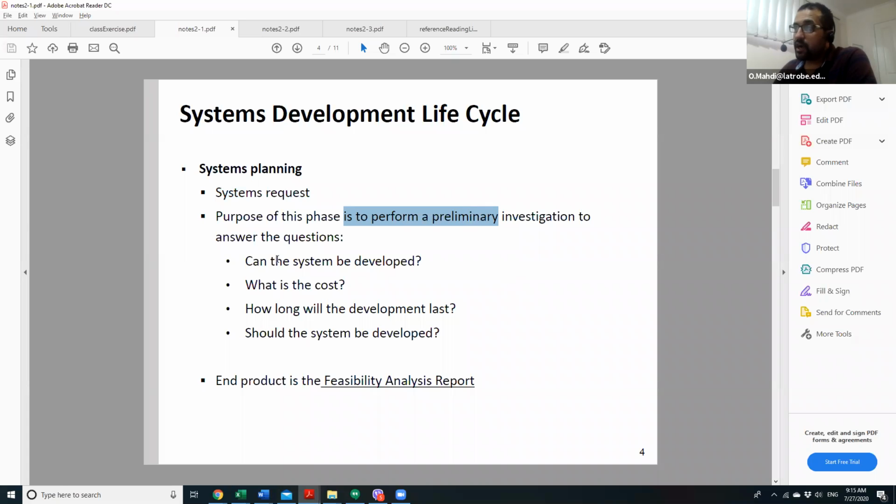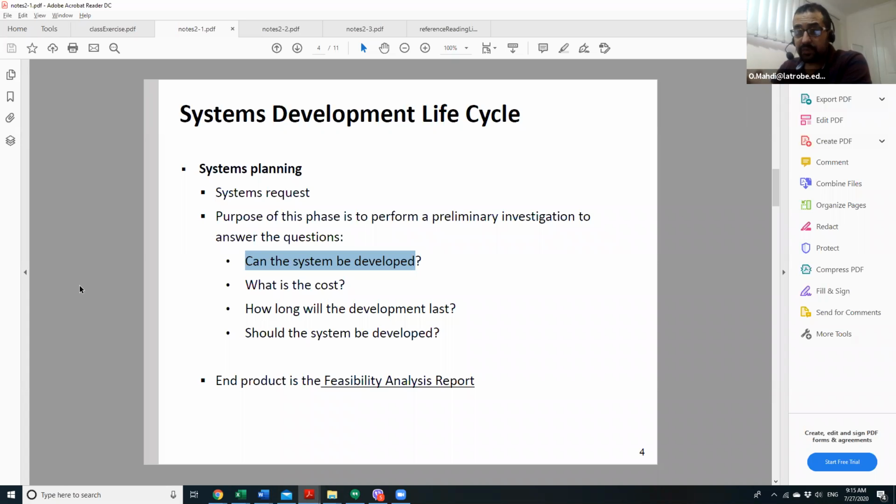The questions are: can the system be developed? What is the cost for the system? How long will the development last? Should the system be developed? Now you may ask, do we just have these questions, or are there more? Of course, there are more questions that you need to answer within this phase, but we can say these are the four more important questions.